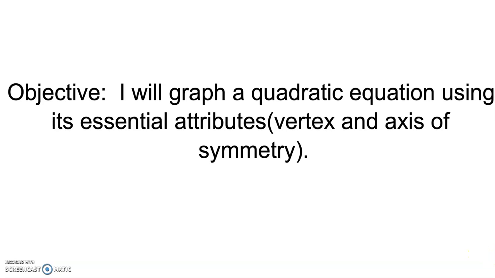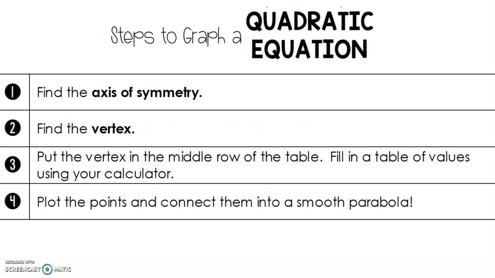In this video, we will graph quadratic equations using their essential attributes, really the vertex and the axis of symmetry. So the steps to graph a quadratic equation: first, find the axis of symmetry. Remember, that's that vertical line with the equation x equals negative b over 2a.